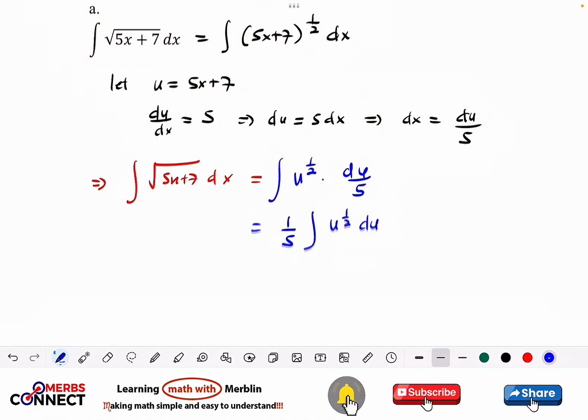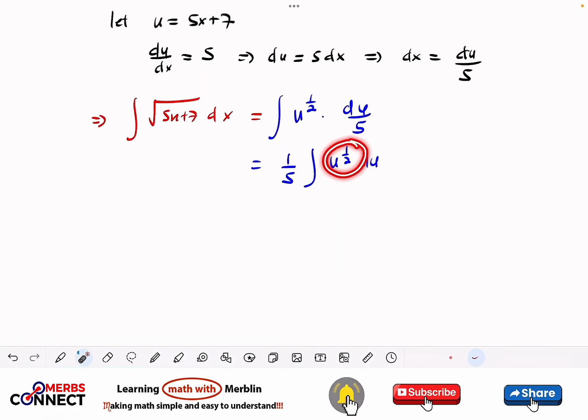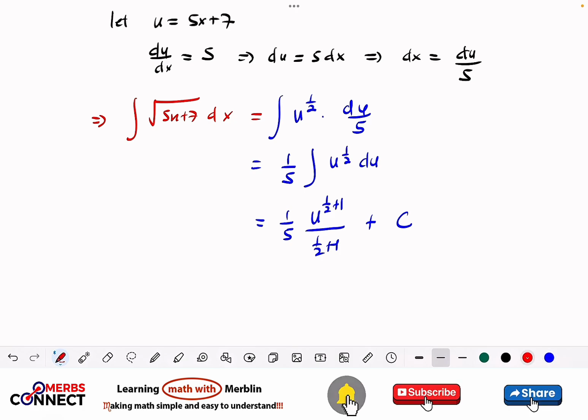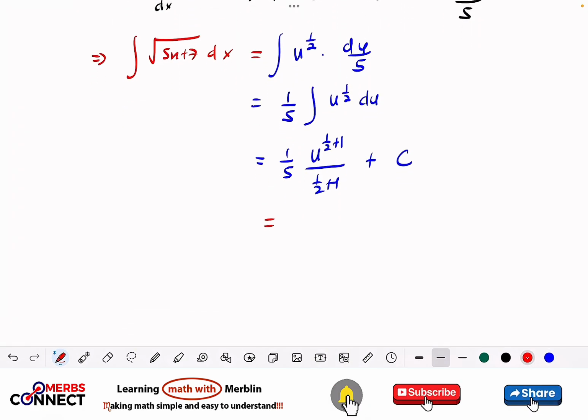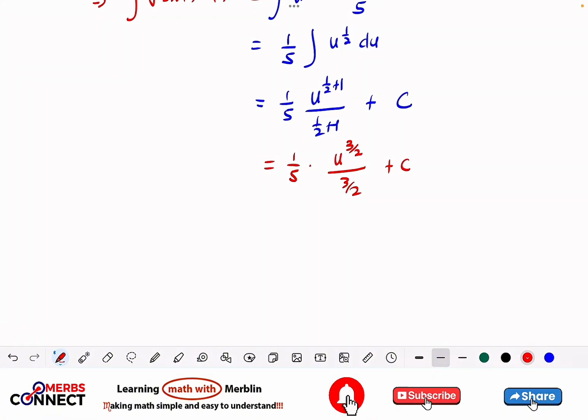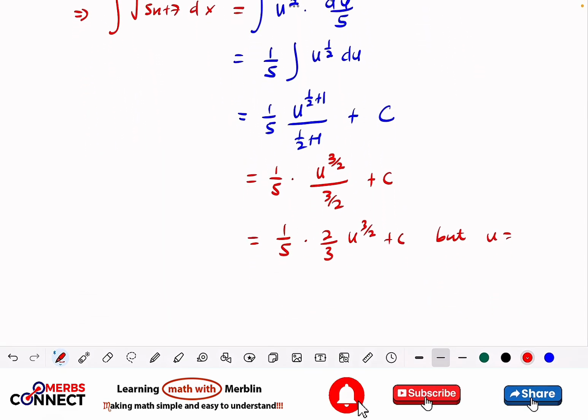Then we use a technique that we learned from the previous videos. We need to use the power rule here. So this is going to give us 1 divided by 5, and when I integrate this, I'm going to have u to the power 1 over 2 plus 1, divided by 1 over 2 plus 1, plus my constant, because this is indefinite. So this is 1 over 5 times 3 on 2 divided by 3 on 2. I can write this as 1 over 5 times 2 on 3 u to the power 3 on 2 plus c. But we know that u is equal to 5x plus 7.